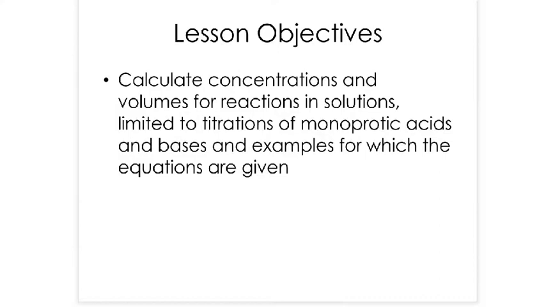So for example HCl only has one H, whereas sulfuric acid, H2SO4, has two hydrogens, so that would be diprotic. So we don't need to worry about examples like sulfuric acid and phosphoric acid in this video.